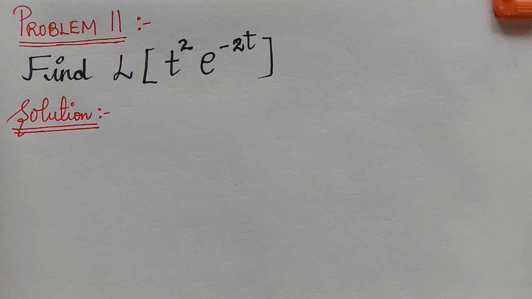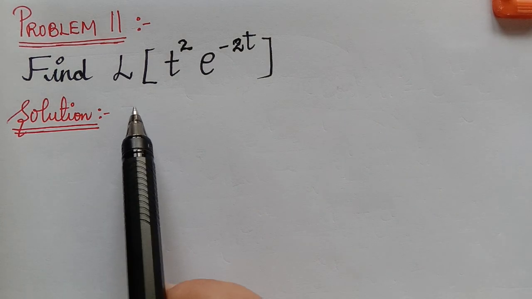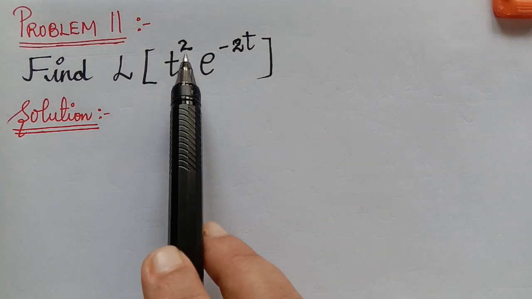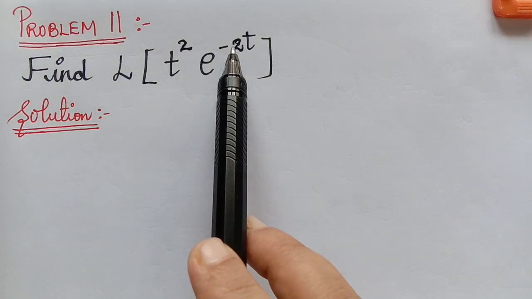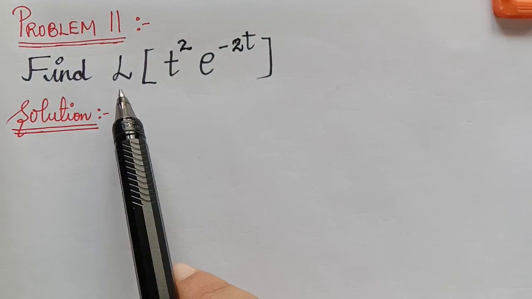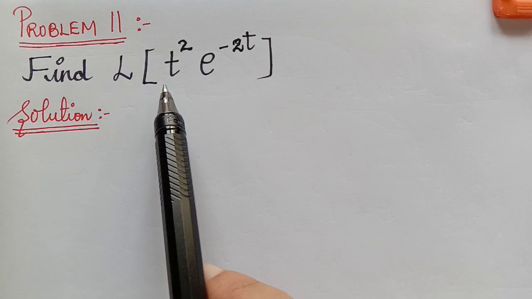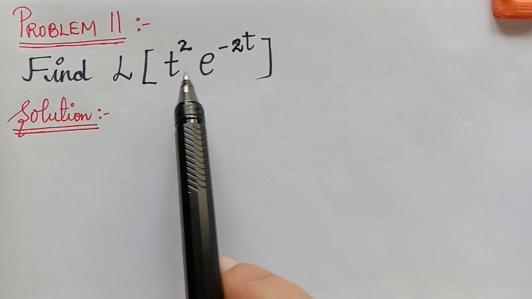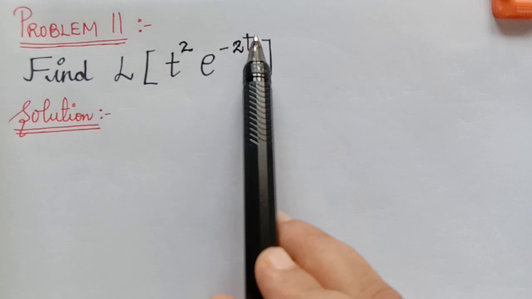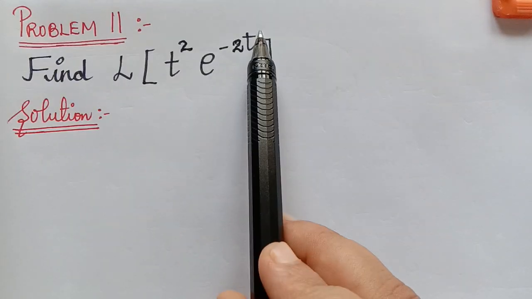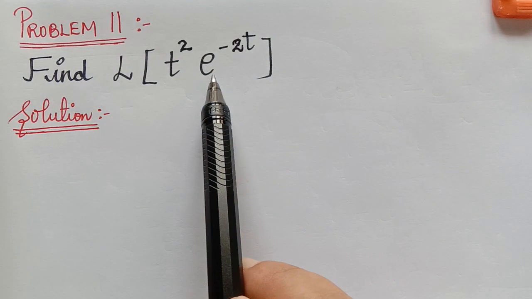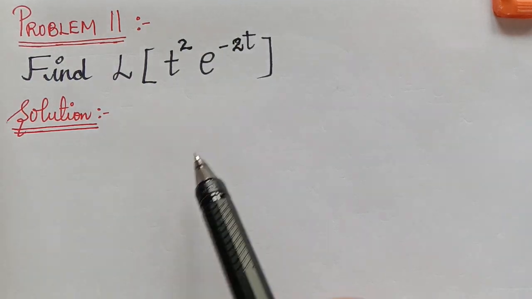Dear students, this is a continuation of the series of lectures on the topic first shifting theorem. Now if you see here, we have to find L of t square e to the power negative 2t. We observed that we have to find the Laplace transform of a product of two functions. One of the functions is e to the power negative 2t. Then we know that we can apply the first shifting theorem.